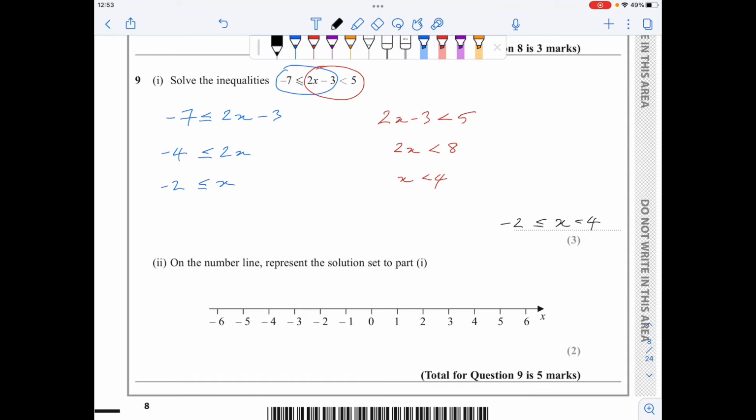For part II, I need to put this answer on a number line. Now at minus 2, I will have a full circle because that value is included. At 4, I will have an open circle, and I will take the ruler and join this with a straight line.